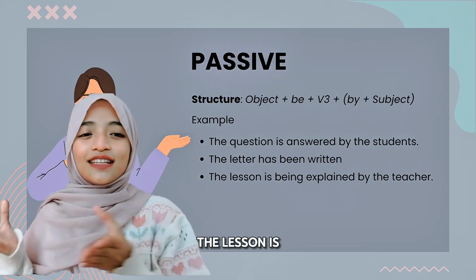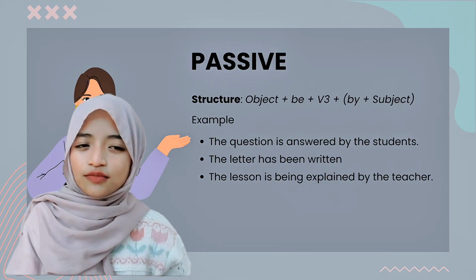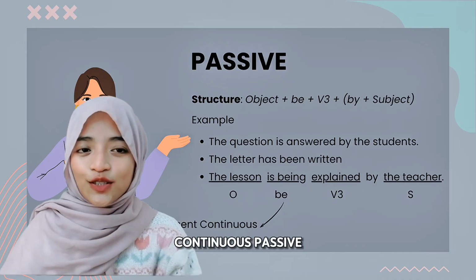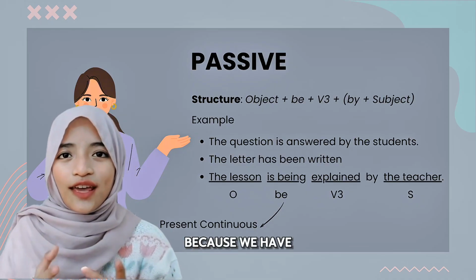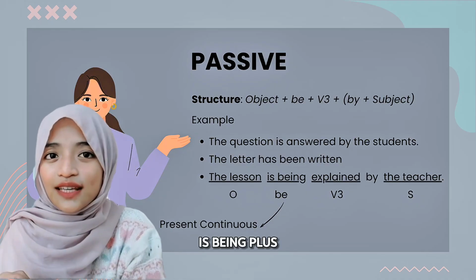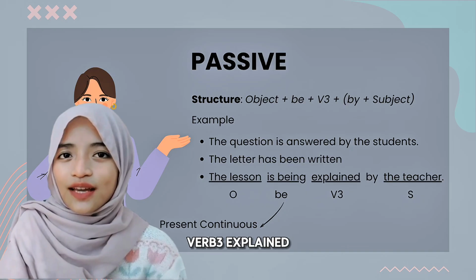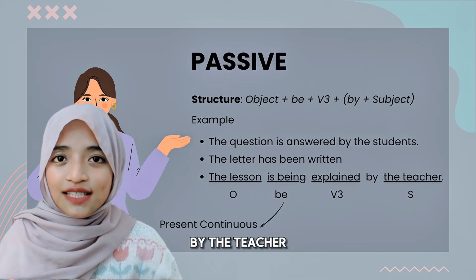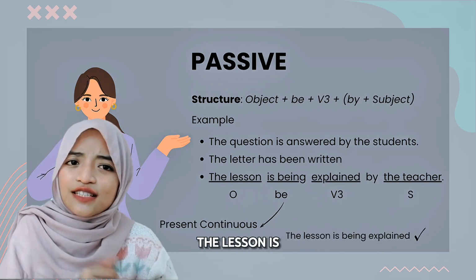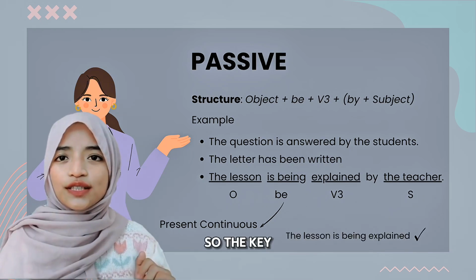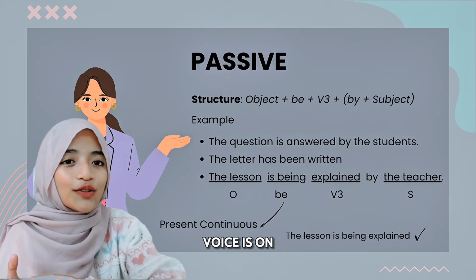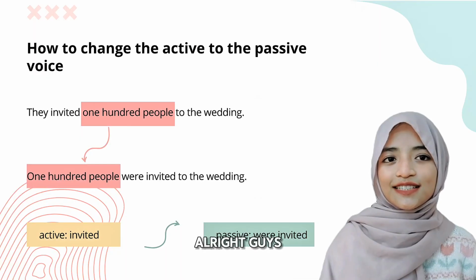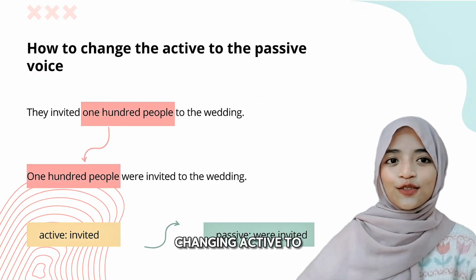And the last one, the lesson is being explained by the teacher. Which tense do you think this is, guys? Yes, this is present continuous passive. Because we have form of be, is being, plus verb 3, explained, which shows the action is happening right now. Again, the phrase by the teacher is optional. If we say the lesson is explained, it's also true. So the key idea in passive voice is on the object or the action, not on the person who is doing it.